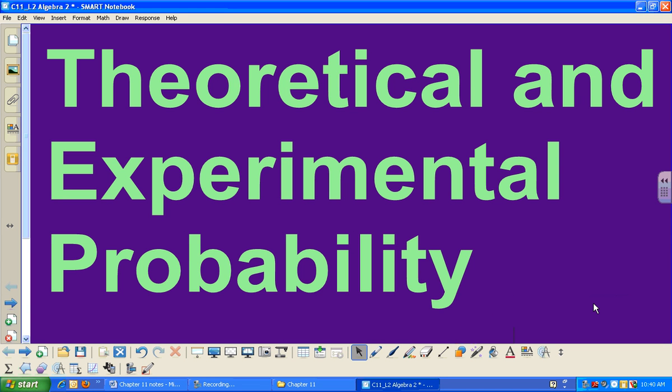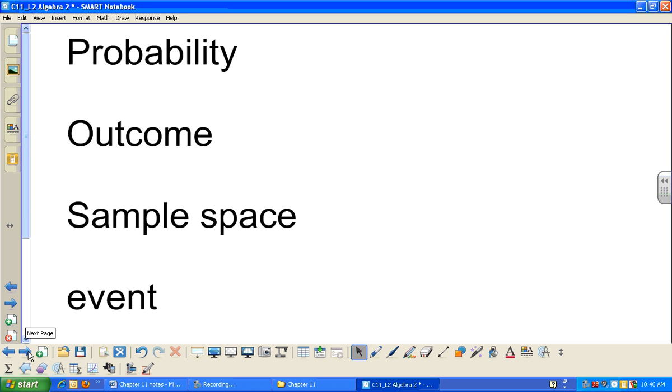Theoretical and experimental probability. If you want to write your own definitions for these vocab, you can. Probability would be how likely something would occur.